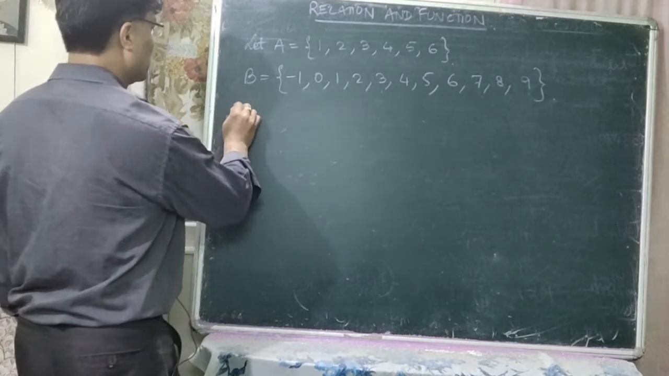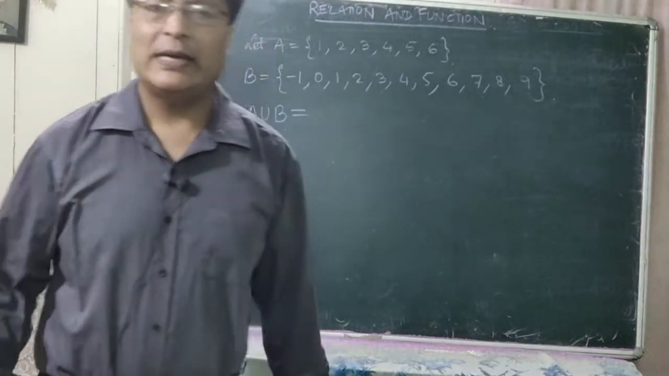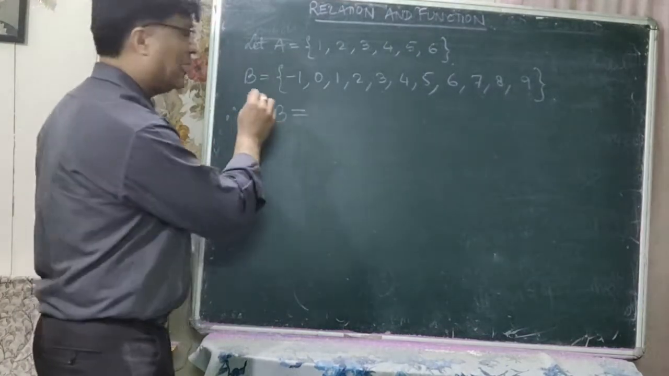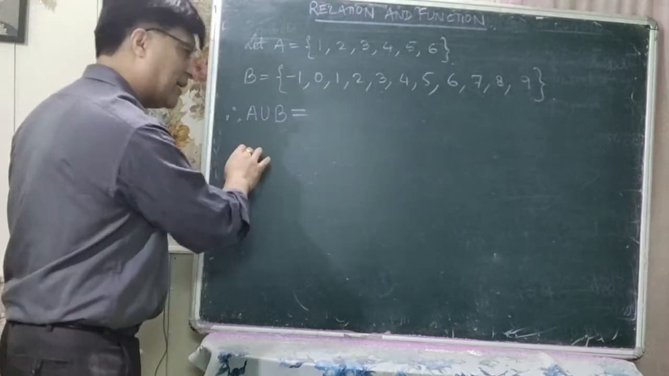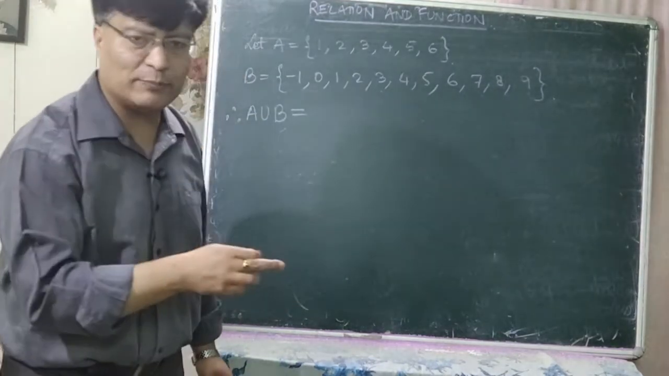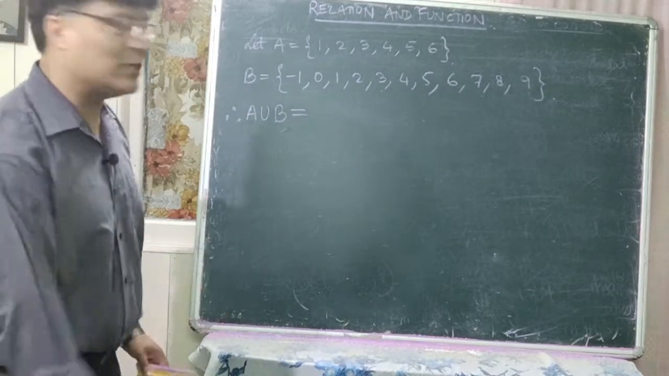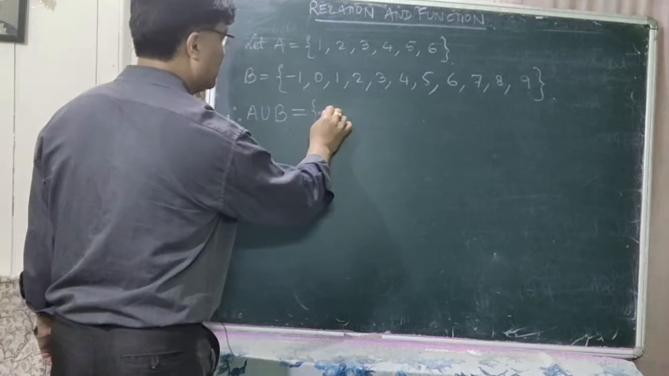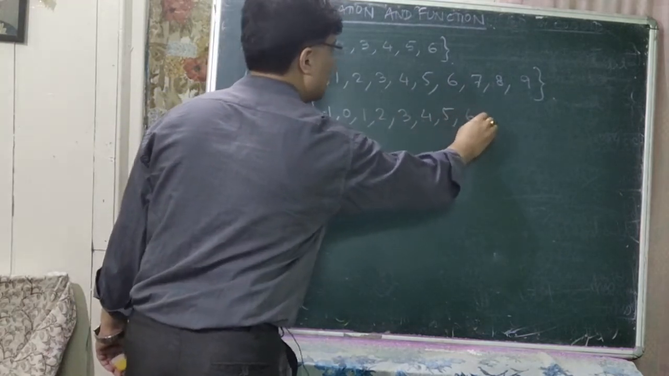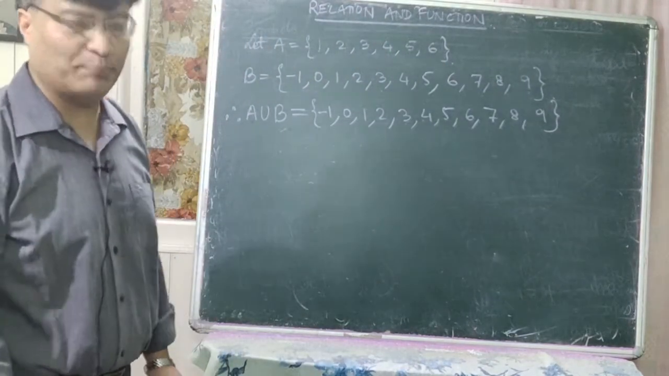Okay, so you know that A union B. So what was the meaning of A union B? Elements belonging to the set A or set B or both. A union B means elements belonging to the set A or set B or both. Is that clear? That is known as A union B, right? So you can write here minus 1, 0, 1, 2, 3, 4, 5, 6, 7, 8, 9. Is that clear to all of you? So this is your A union B.